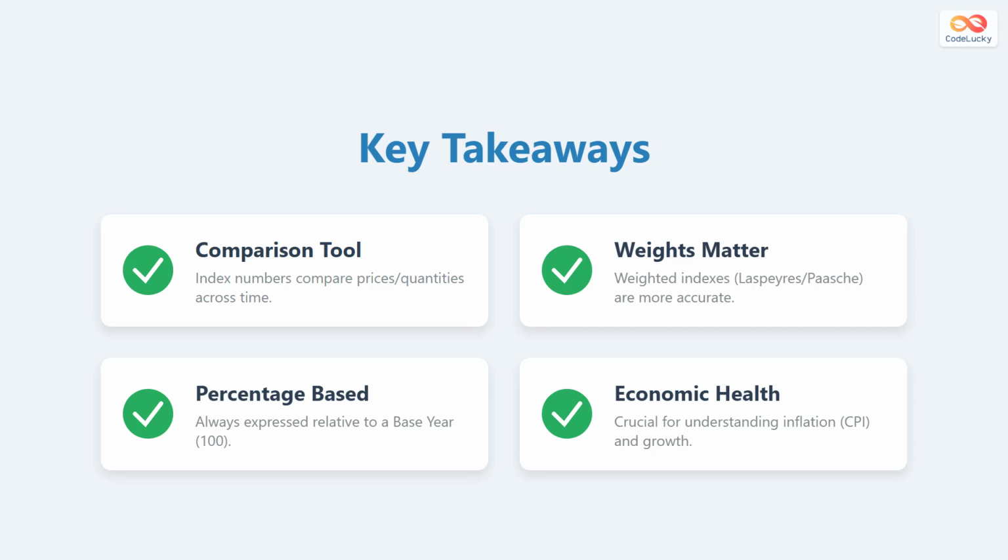To wrap up, remember that index numbers are powerful comparison tools for tracking changes over time. While simple indexes give us a basic idea, weighted indexes like Laspeyres and Paasche provide a more accurate picture by accounting for the importance of different items. Whether it is for understanding inflation or adjusting the economy, these numbers play a vital role in our financial lives.